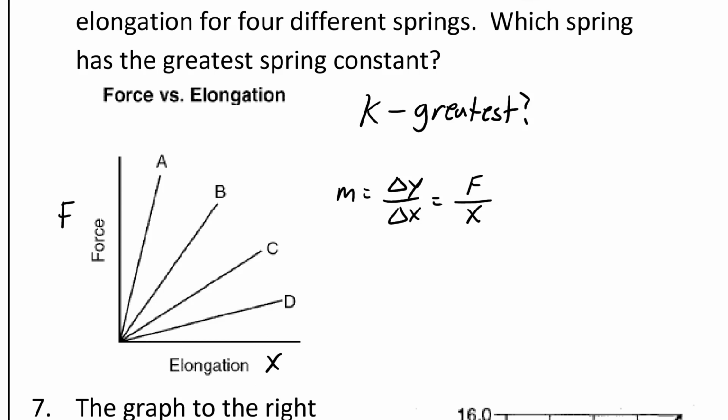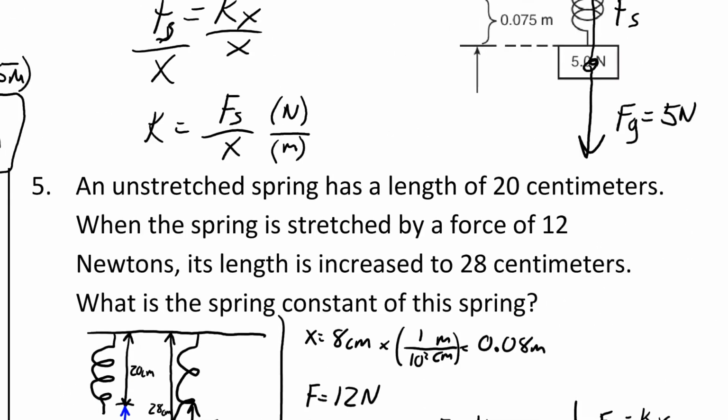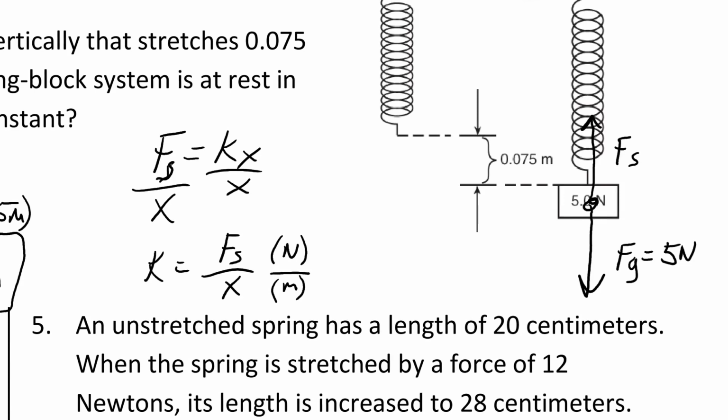And what is F divided by x? Well, we just kind of derived it up above, I think, somewhere. Yep, this work here. I said, okay, F is equal to kx. Let's divide by x on both sides. Now we have F divided by x is equal to k. So K is just a ratio.